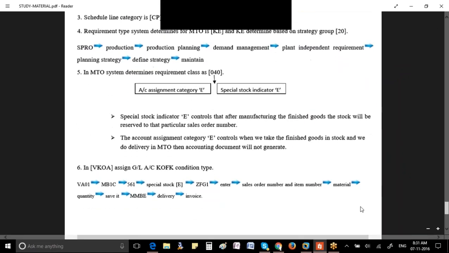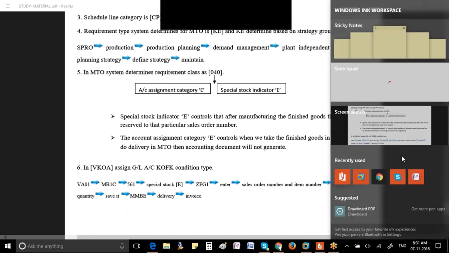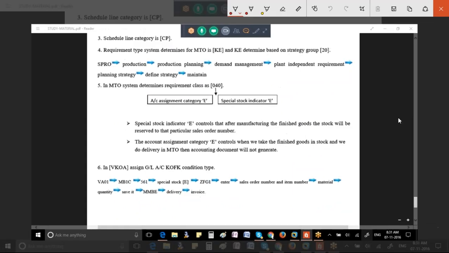Do you know what the special stock indicator controls here? It controls that whenever you do MIGO, the stock is reserved against that particular sales order number. The account assignment category controls that no accounting entry document is generated, because the stock you manufactured is already reserved against the sales order, so there is no need to generate any accounting entry document. Here also you will go with KOFK, not COFI. Why? Because you have the costing module here. In the requirement class you have the CO block. So KOFK is the GL account in the combination.